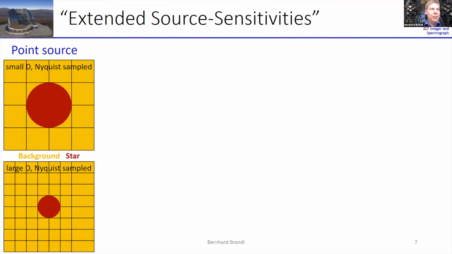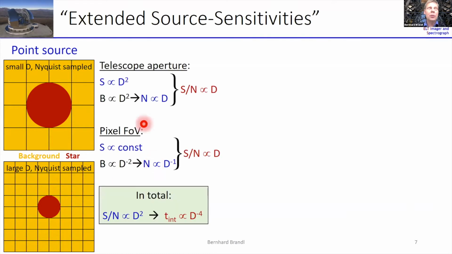Consider a point source, let's go back to the laser pointer, consider a point source on a background for a small telescope, and it's Nyquist sampled. What will happen? Your source flux increases, of course, as the telescope collects more power with d squared, the background as well, and the noise is the square root of the background. So if you just look at the telescope, you would have an increase proportional to d.